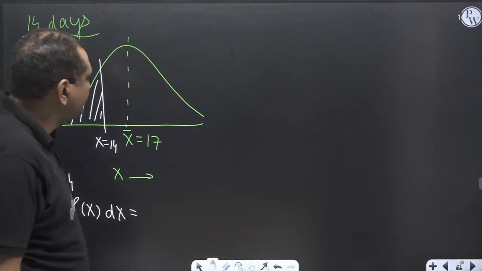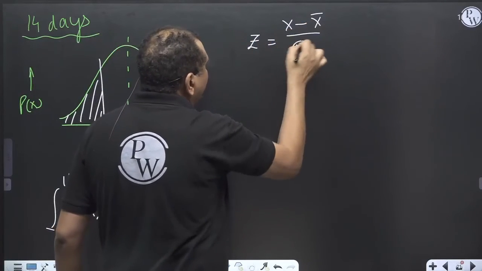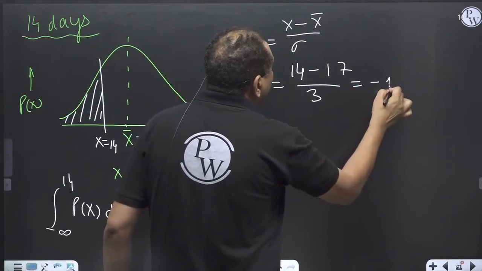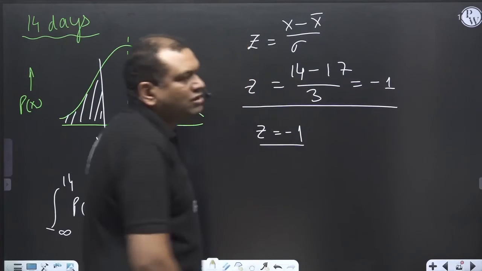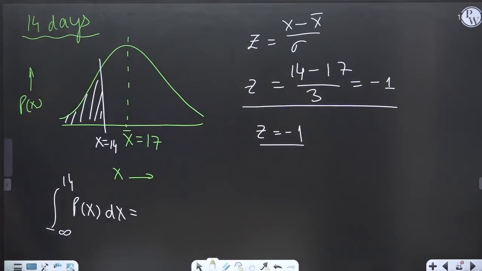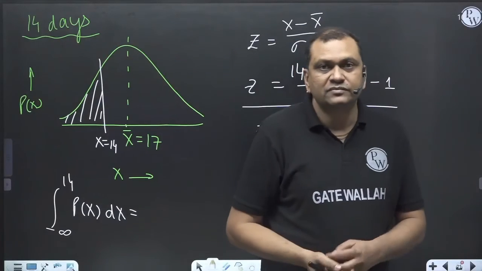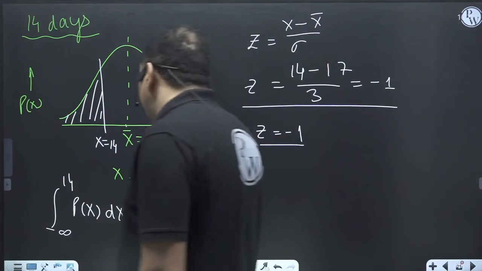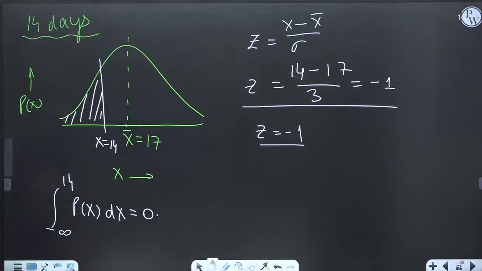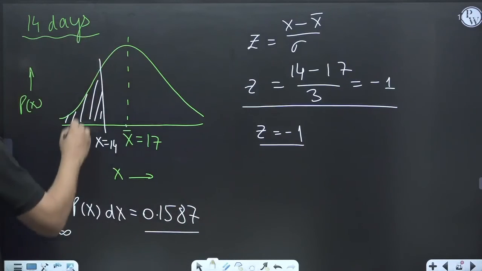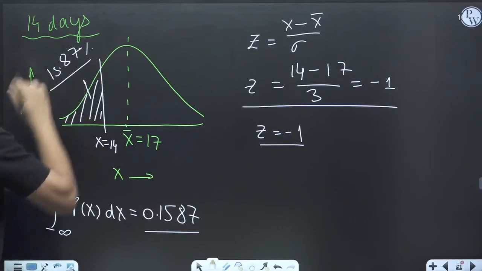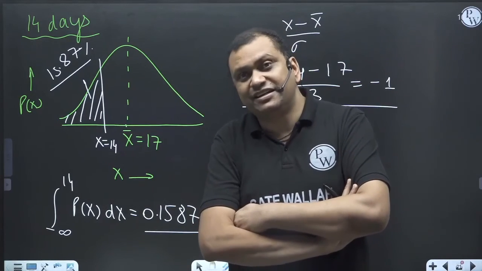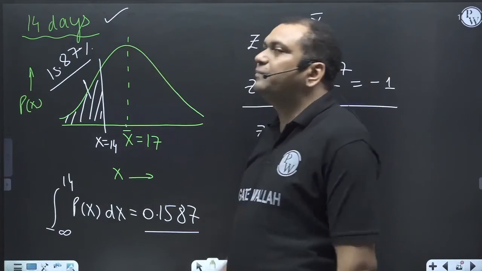So how exactly do we calculate? We calculate a parameter z. It is nothing but x minus x bar divided by sigma. So I project this; I am operating on the normal distribution now. 14 minus 17 divided by 3 comes out to be minus 1. Corresponding to z minus 1, you can calculate this in a calculator. Otherwise, there are normal distribution tables given. If you see the tables, this value comes out to be 0.1587. So this area is 15.87%. So there is a 15.87% probability that the project can be completed in 14 days.